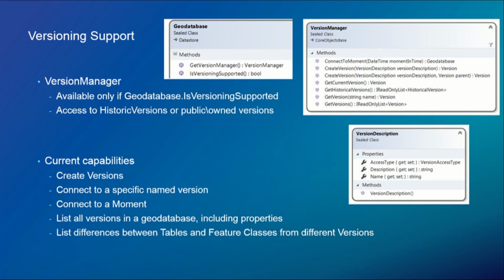On the side of versioning, we do provide versioning support. We added this in 2.1, I think. From a geodatabase, you can get a version manager. You can then use that version manager to create versions, to get a list of versions, to connect to a named version, to connect to a named moment, and so on. Using the table, there's a method as well called table.differences that will allow you to get the differences between the same table in two different versions.